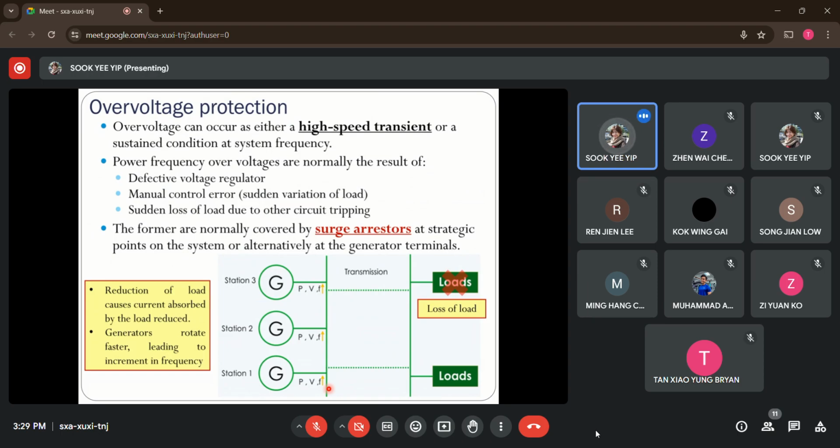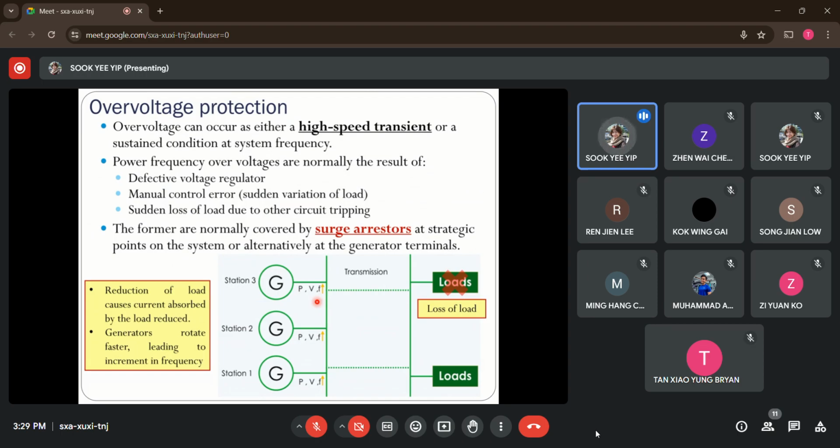It's very important to take note that the generator has a shaft that is rotating. It has a limited range in which it can operate in terms of speed. If the speed increases beyond its range, it will cause mechanical damage, and we have a breakdown of the generators.